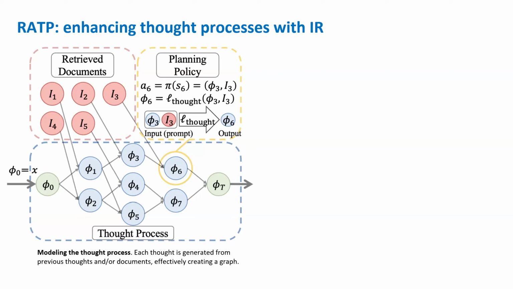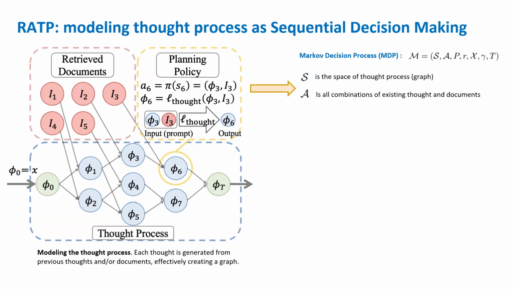Nonetheless, how are we building this thought process? How do we decide what thoughts and what documents we should pair together to generate a new thought? How do we go from the question to the answer? Well, one of the contributions of the paper is to recognize here a sequential decision-making problem. We model the thought process as a Markov decision process, MDP.